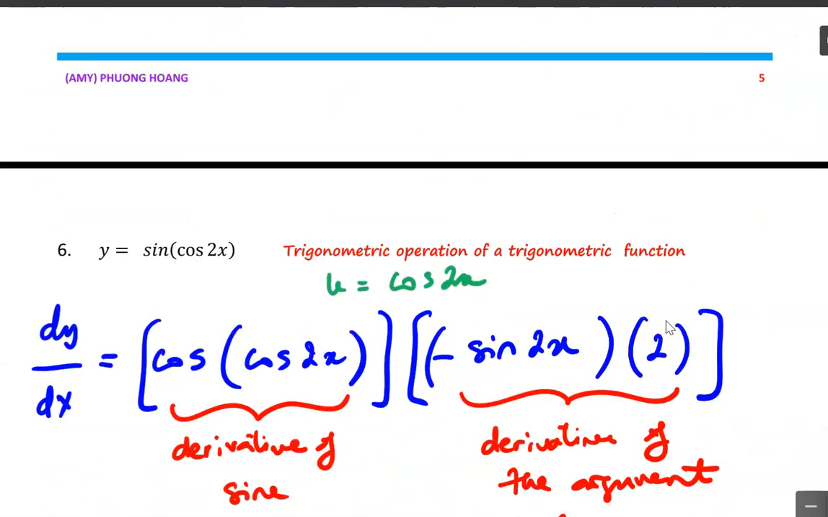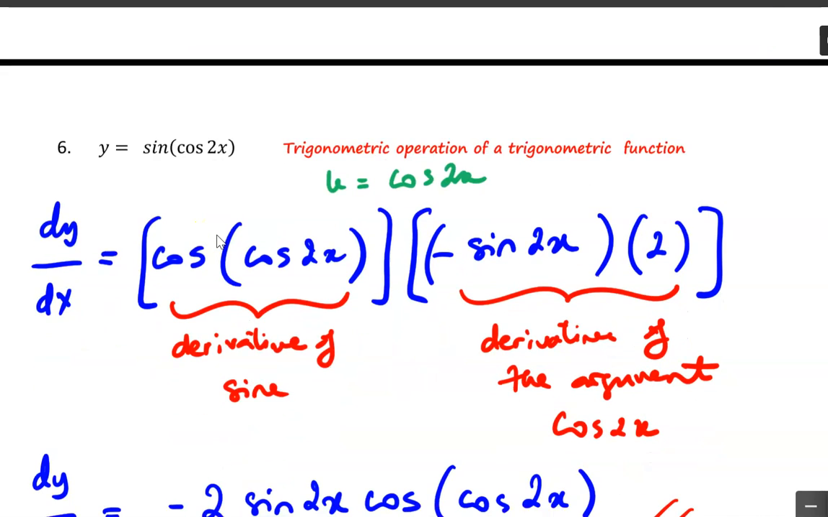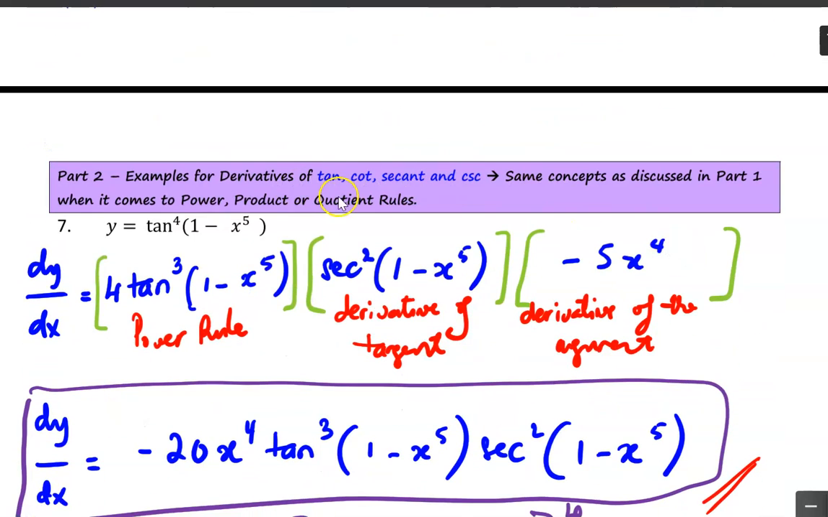Okay. And for this one, you have the derivative of a trig function, but the argument of that is another trig function. So in this case, the same concept applies. Take the derivative of this trig function and then the derivative of u, and your u in this case is the cos of 2x. Then the derivative of cos 2x is another trig function multiplied by the derivative of the argument. Alright, okay. And then we did questions with the tangent, cotangent, and secant.